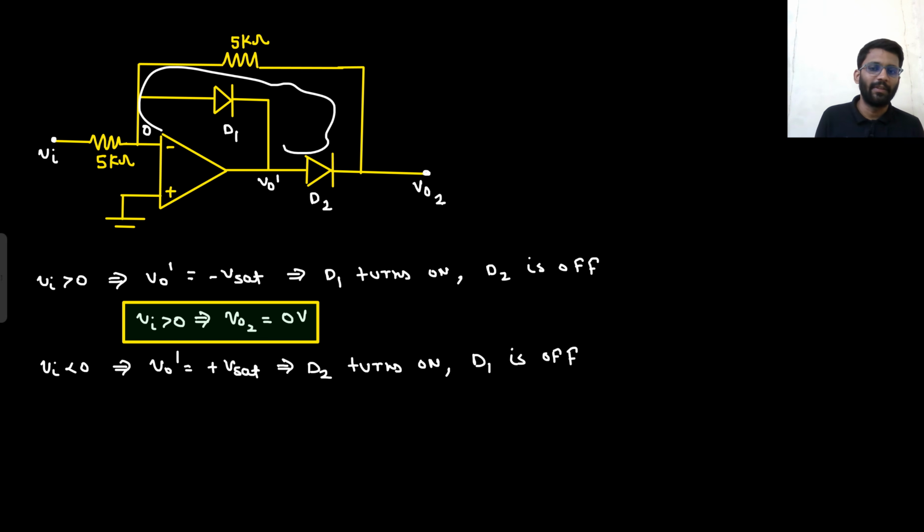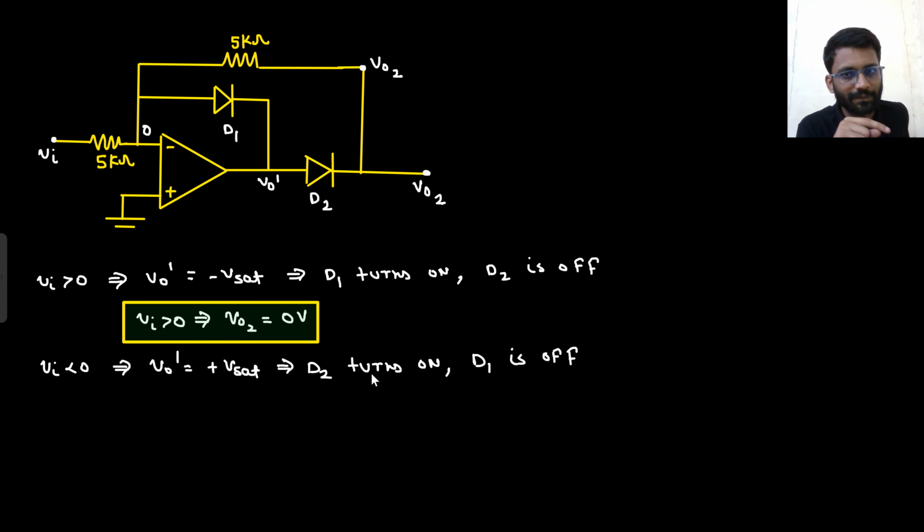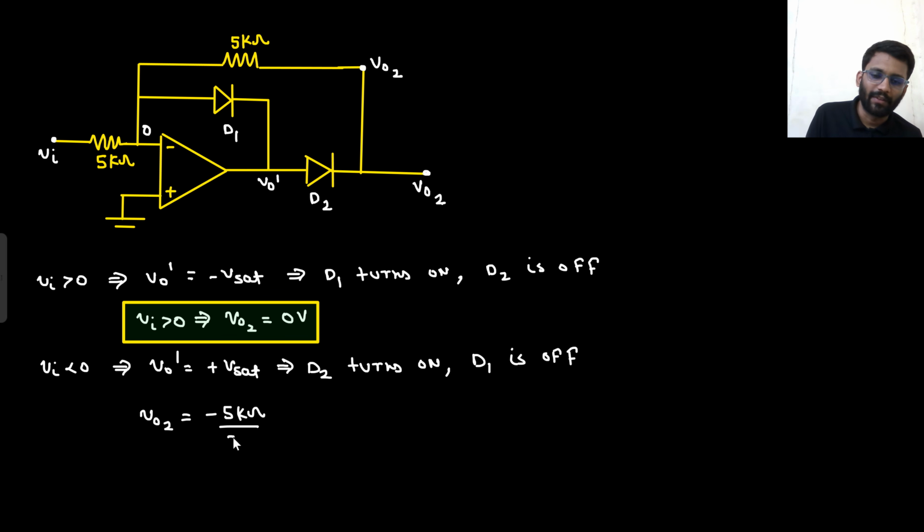This feedback is present. If this feedback is present, then simply this D2 will be replaced with the battery and this node V02 will be there. This current will not be 0 this time because there is a feedback present. Output of the OpAmp can drive some current, right? So it is becoming an inverting amplifier only. Your output will be minus RF by R, that will be minus 5 kilo divided by 5 kilo into V in. That's it. So for V in less than 0, your V02 is equal to minus V in, right?